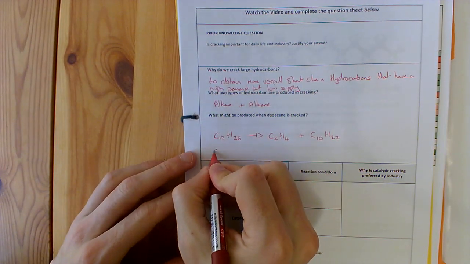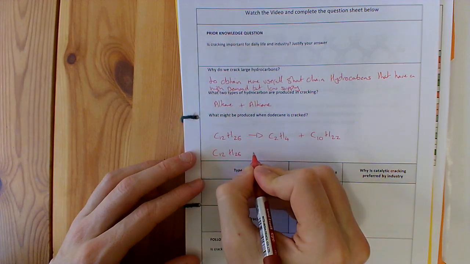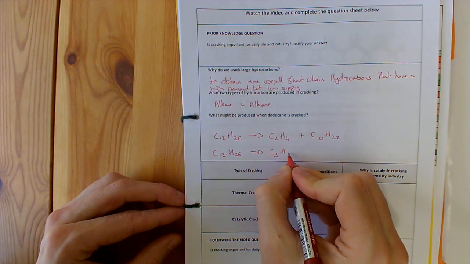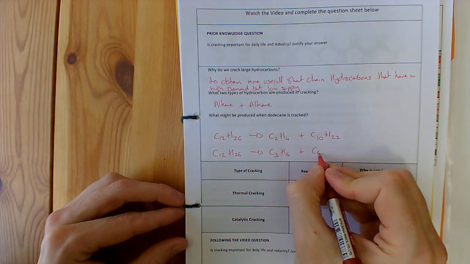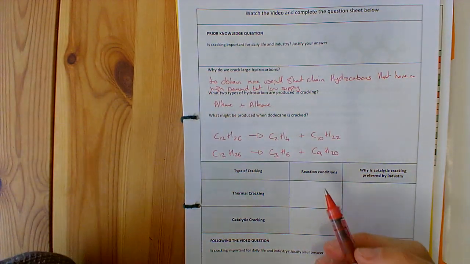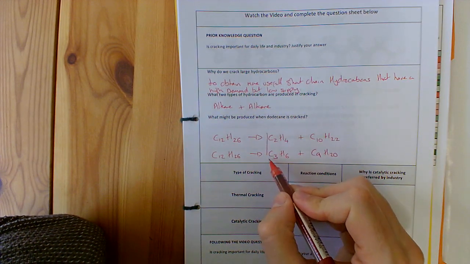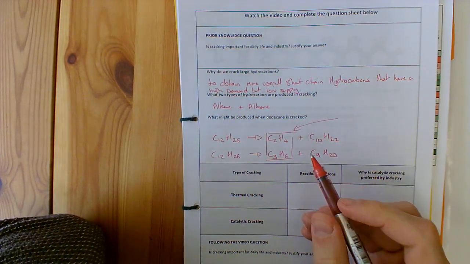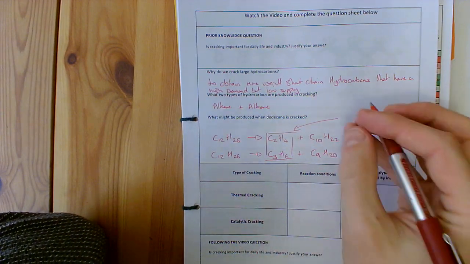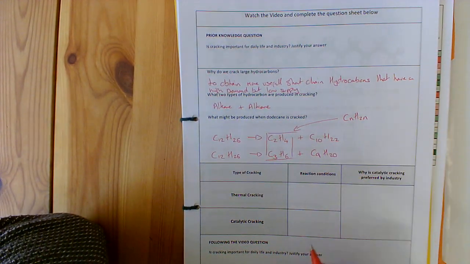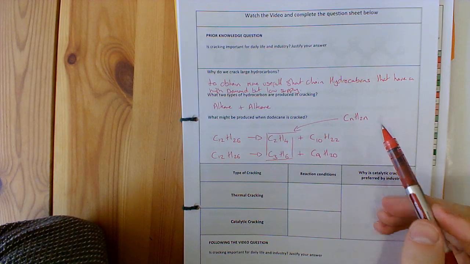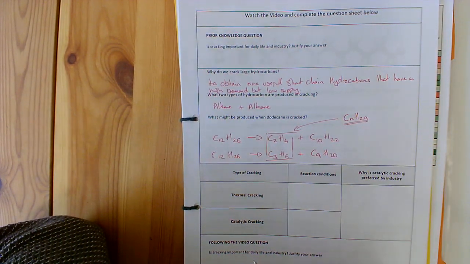Okay, another example, C12H26. Well, what if we let it break down into propene rather than ethene? So propene will be C3H6. What does that leave us with? C9H20. Okay, either one of those works. And what you'll notice is these alkenes have a slightly different general formula to the alkanes. Now, the alkanes were all CnH2n+2, but the alkenes are all going to be CnH2n. Because every time you add a double bond, you lose two hydrogens, so you don't need that plus 2 anymore. So alkenes have this general formula.